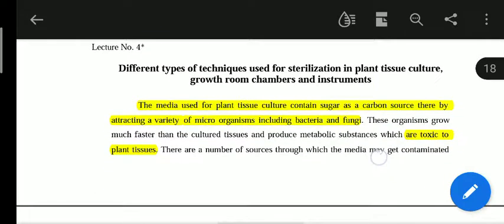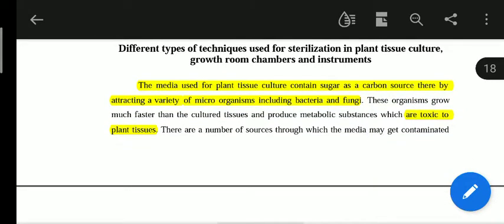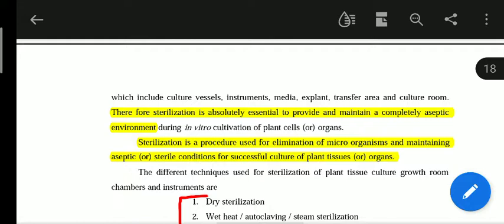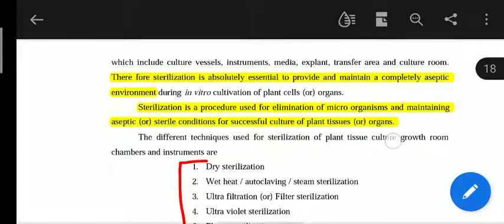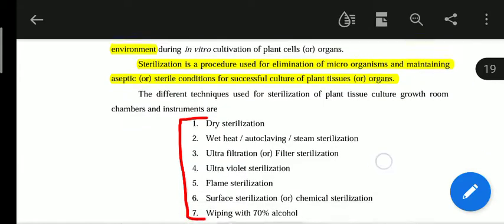And now coming to the different techniques used for sterilization. The media used for plant tissue culture contains sugar as a carbon source, thereby attracting a variety of microorganisms including fungi and bacteria, and these are toxic to plant tissues. Therefore, sterilization is absolutely essential to provide and maintain a completely aseptic environment. So what is sterilization? Sterilization can be defined as a procedure used for the elimination of microorganisms and maintaining aseptic or sterile conditions for successful culture of plant tissues or organs.